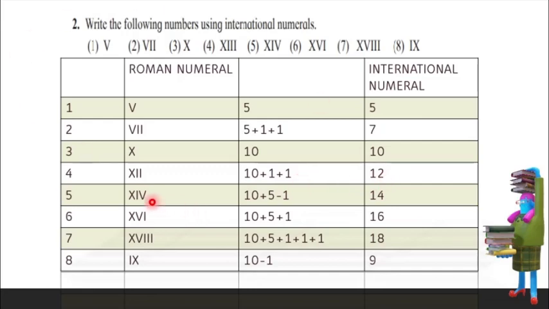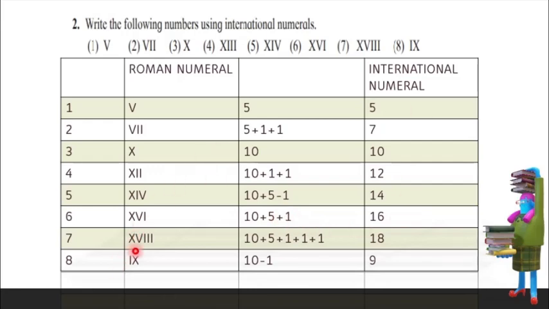Look at the fifth question. X, I and V. Now again what we are doing? Here V and on the left hand side I is present. So what we will do? We will subtract 5 minus 1, which is 4. So 10 plus 4, which is 14. Sixth question. X, V and I. That means 10, 5 and 1. We will add all these things, which is 16.